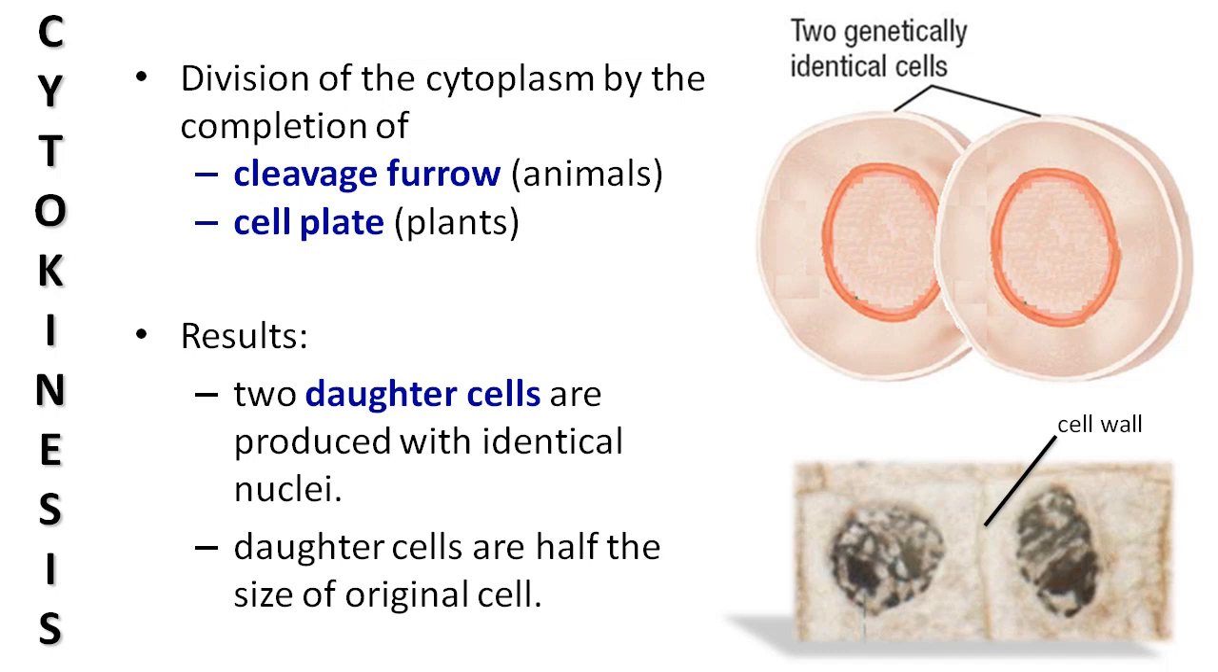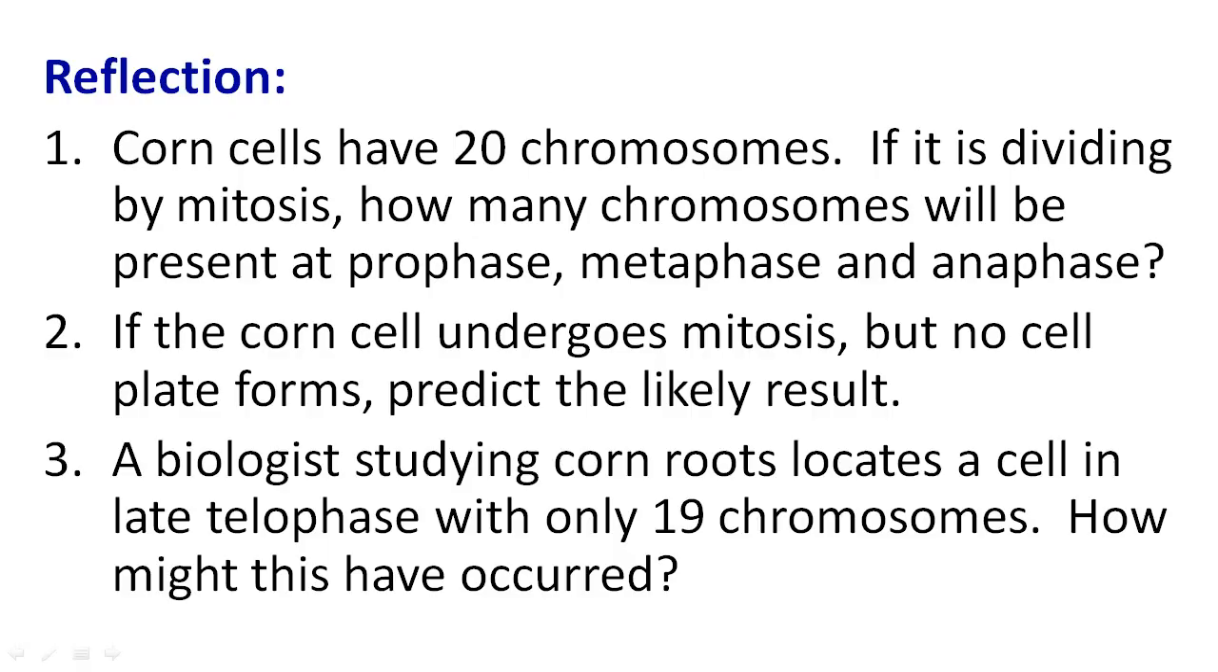What are the results? Well, we should get two daughter cells with two nuclei that are exactly the same. These cells should be indistinguishable from each other on a genetic level. And secondly, these cells should be half the size of the original cell. So take some time now and respond to the 3 questions as seen on the reflection page. Make sure that you explain your answers whenever necessary.